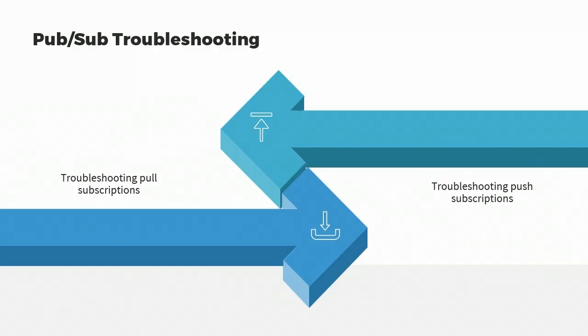You want to watch for failing or slow push endpoints. This is the most common error that you'll see. If the endpoint returns an error response code, then the message delivery is considered to have failed and is retried later. This could lead to the endpoint receiving duplicate messages.